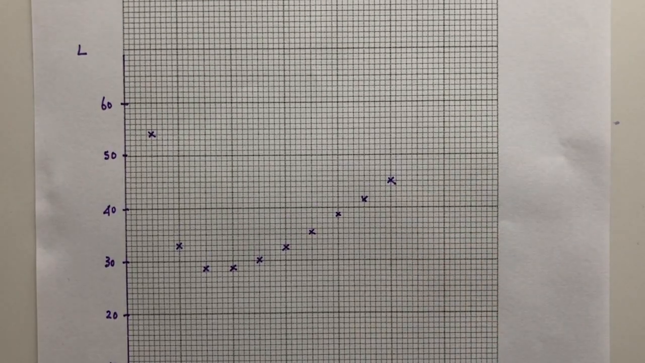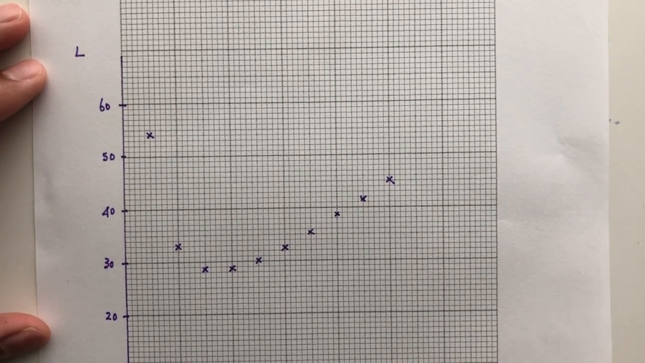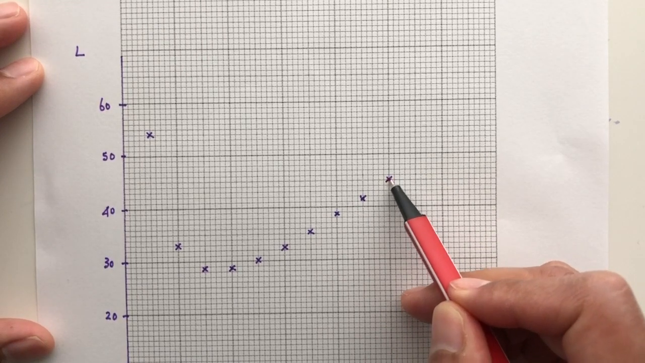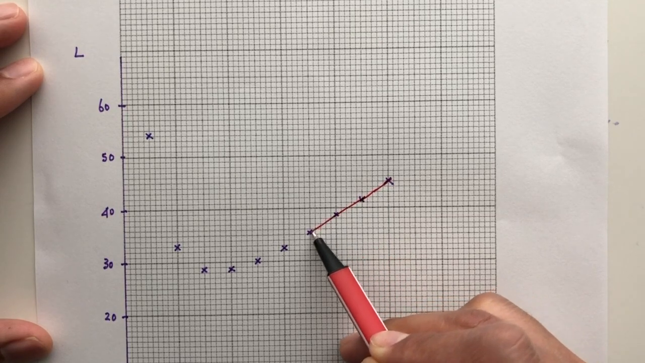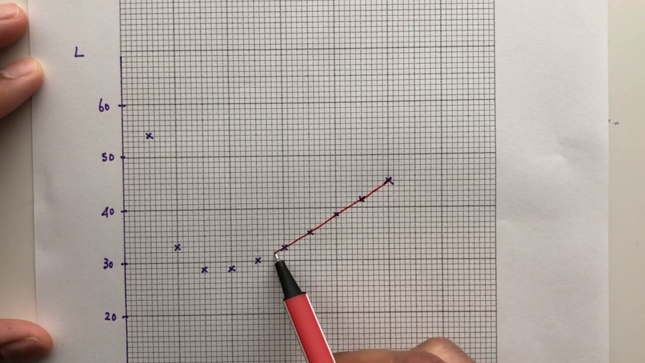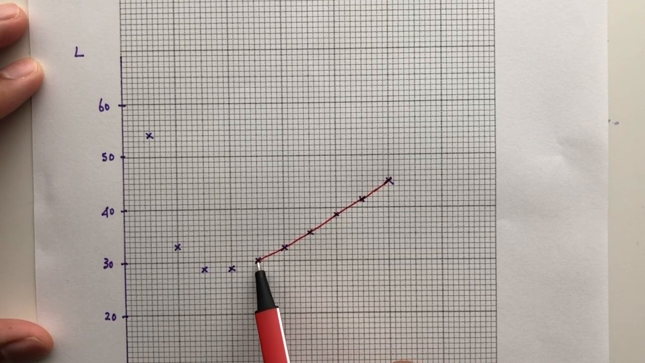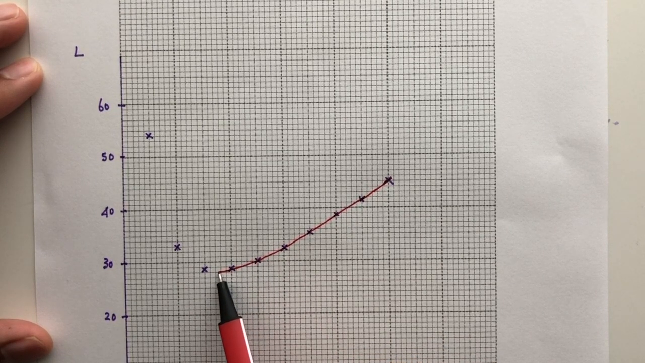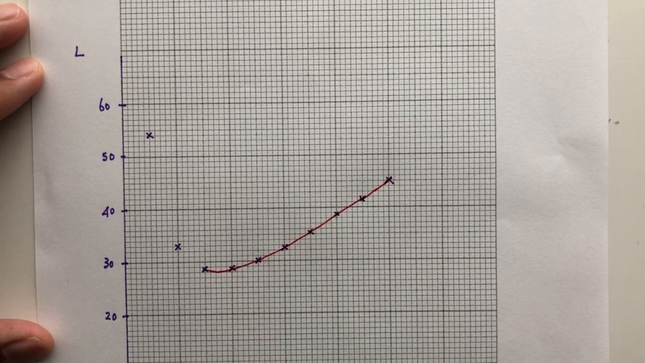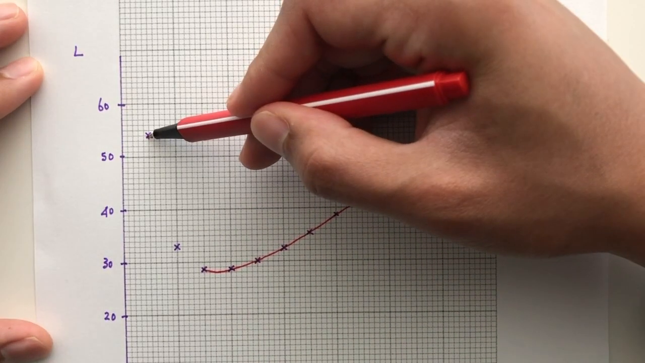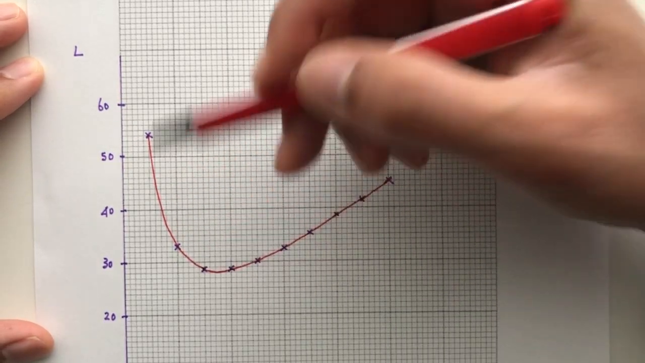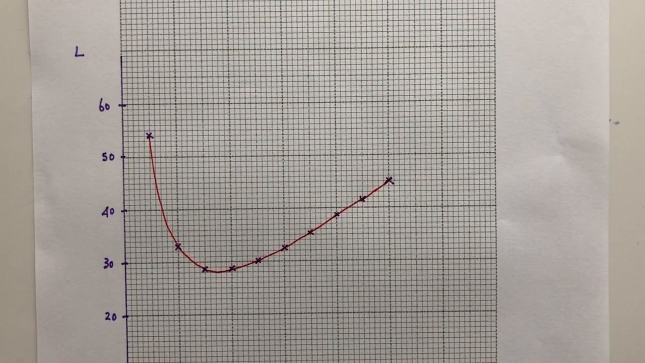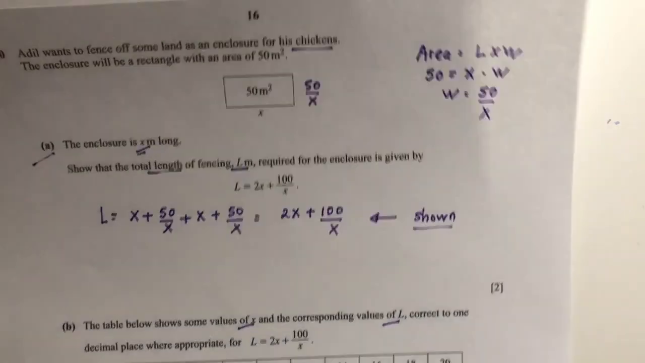Okay, so now we have to join all the points as smoothly as possible into a curve. So let's see how we can do this. So this one goes to this. Okay, so not too bad. Okay, and for this side, same thing. Make it as smooth as possible. Okay, so this will be my curve for this graph. Let's move on to the questions now.